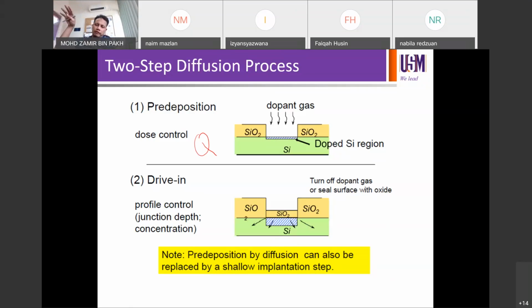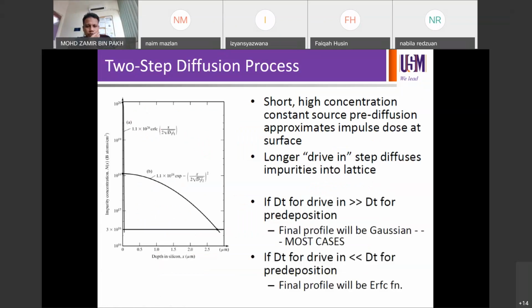So that means you're going to have your batch in the first one, your batch in the second one, and the third one running at the same time. So that will actually increase the throughput, or the number of wafers that can be run through the diffusion process at one particular time. Okay, so it's pre-dep, and pre-dep is constant source and drive-in is limited source. Pre-dep is error function and drive-in is Gaussian profile. Okay.